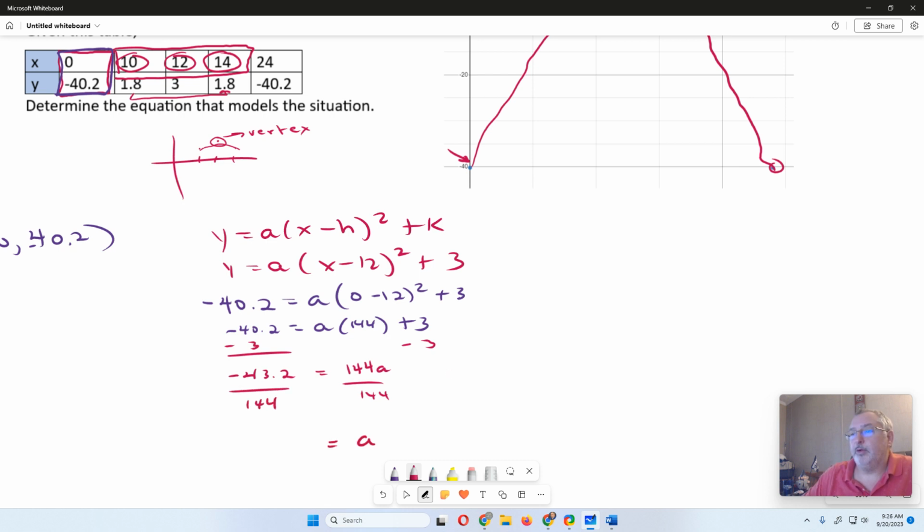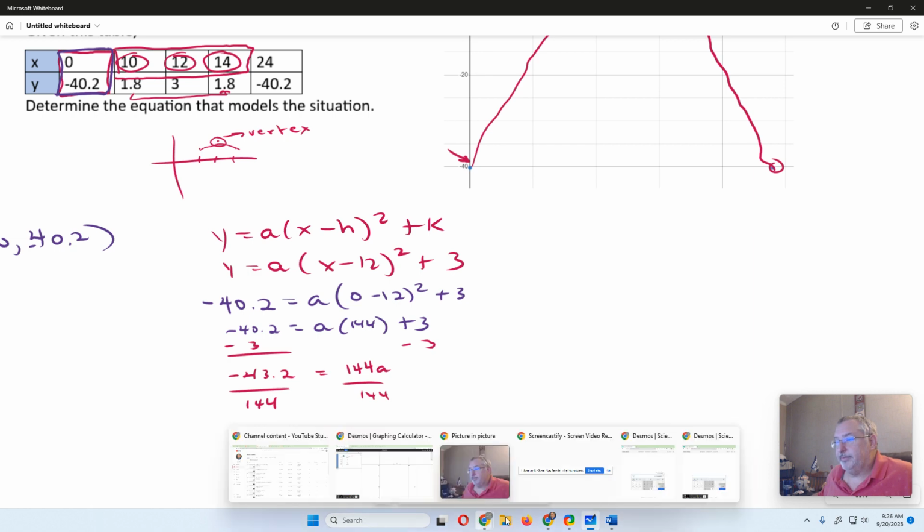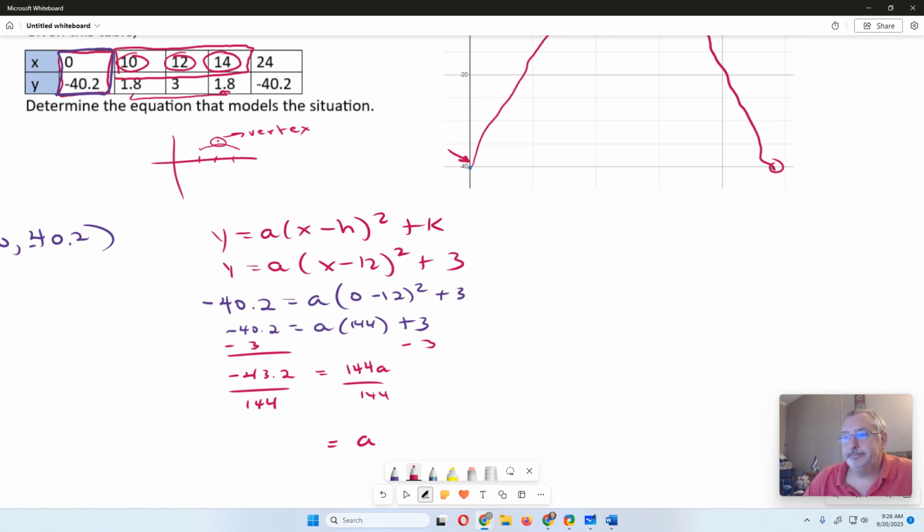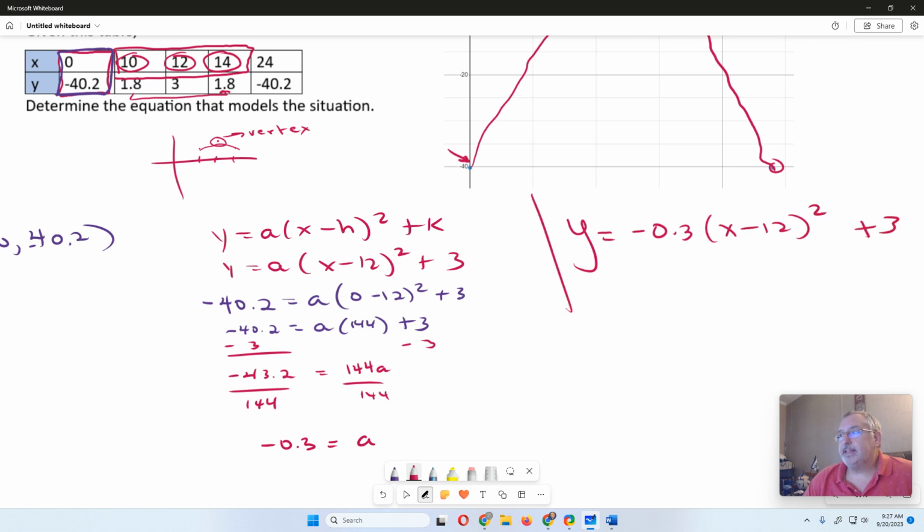On my Desmos calculator, I'm going to type in negative 43.2 divided by 144. And you see I get negative 3/10, or negative 0.3. So that's my value of a. So I get my final equation: y equals negative 0.3 times (x minus 12) squared plus 3. So that's the final answer.